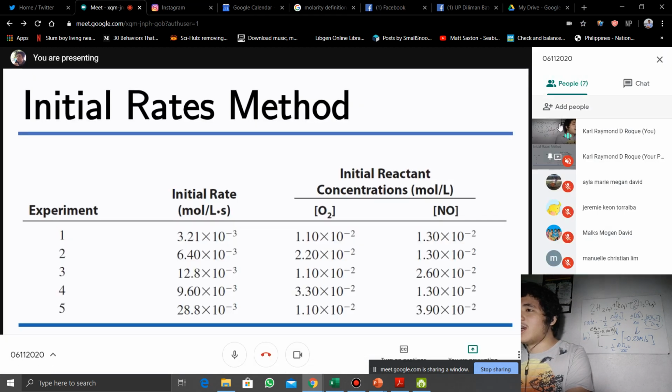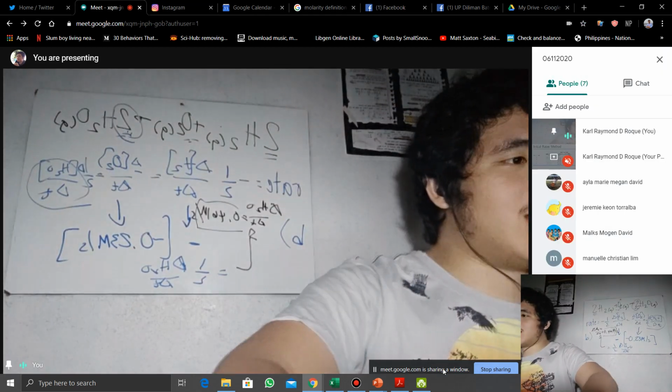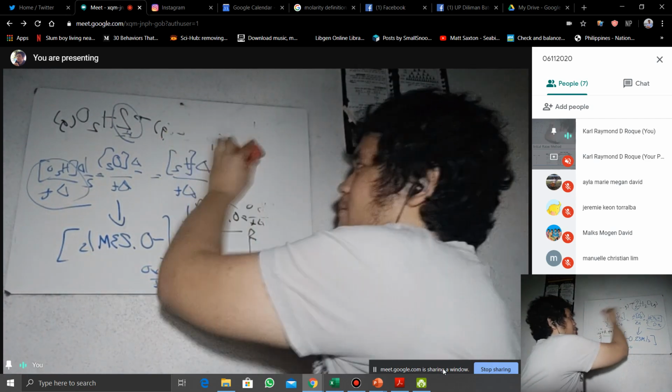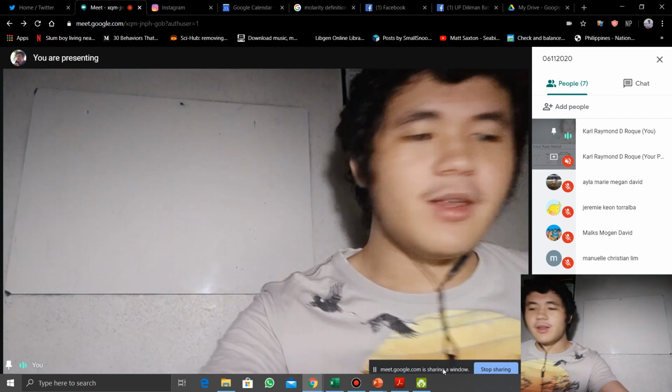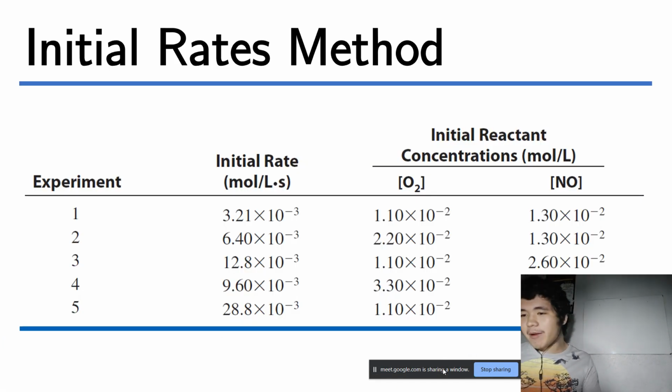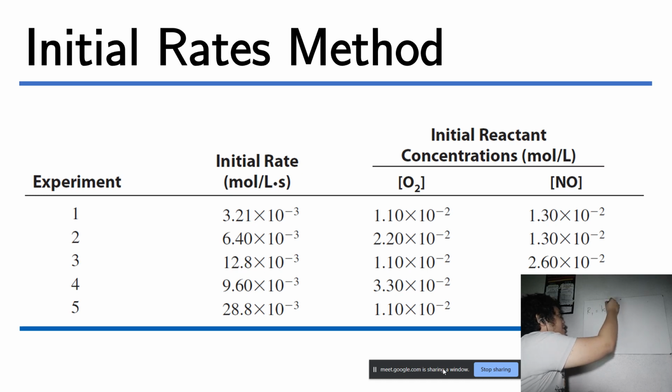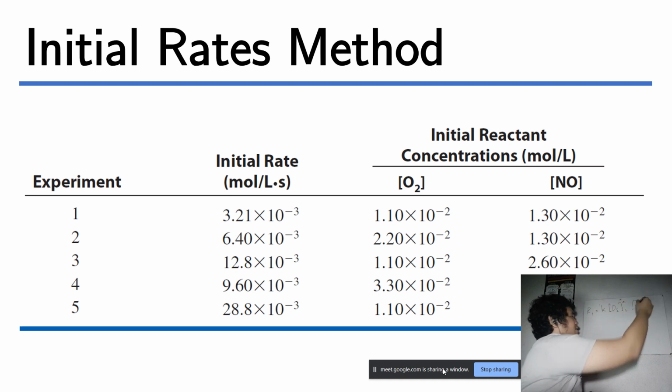I'm gonna put the data on one side and use the whiteboard for now, so that we can be more demonstrative. Each experiment has its own rate law; you can express the rate law of each. For example, R1 can be k times [O2]1 raised to m and [NO]1 raised to n. R2 is [O2]2 raised to m, [NO]2 raised to n.